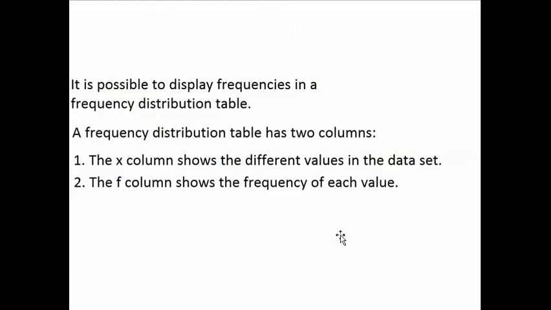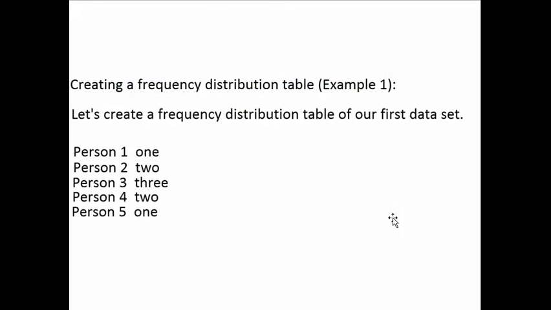We'll go through 2 examples of creating a frequency distribution table. First, we'll create a frequency distribution table of our first data set. So let's go back to this data set in which we recorded these 5 answers. We need to have 2 columns, which are the X column and the F column. Let's create the X column first. Remember that the X column just shows all of the different values that appeared in the data set.